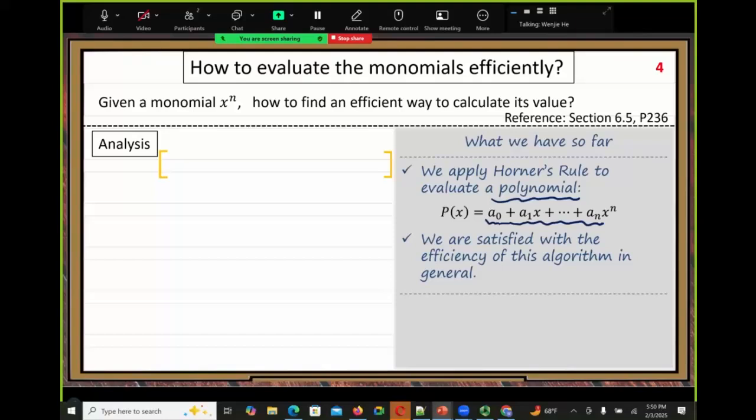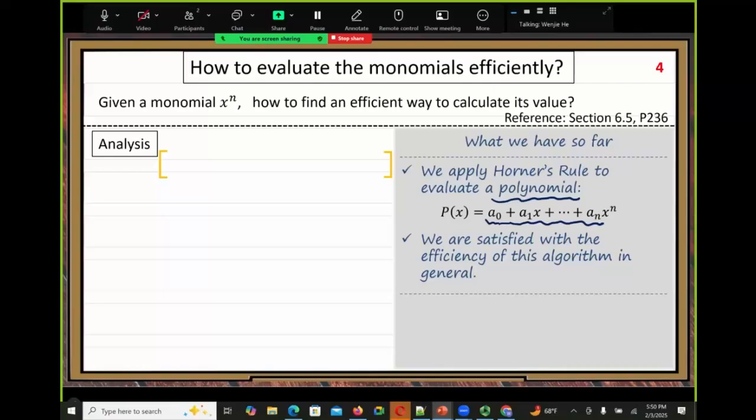But then the next question: there are some special situations. If you apply Horner's rule, you may not get the best solution.